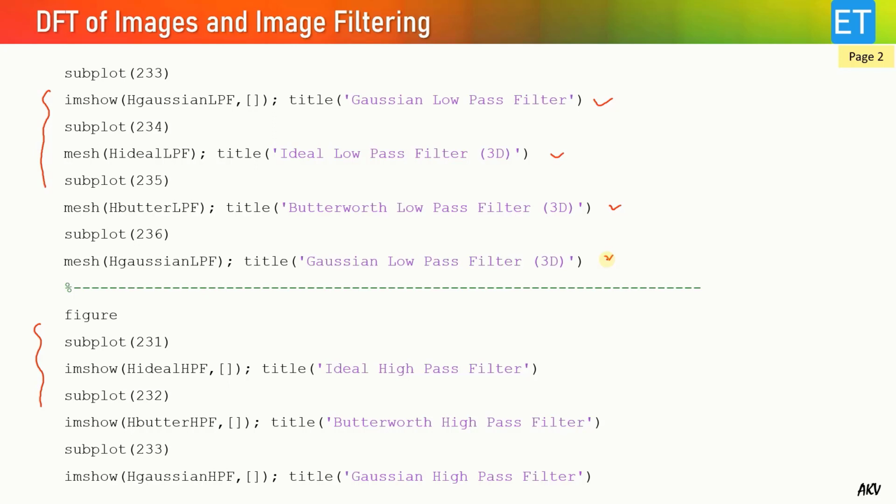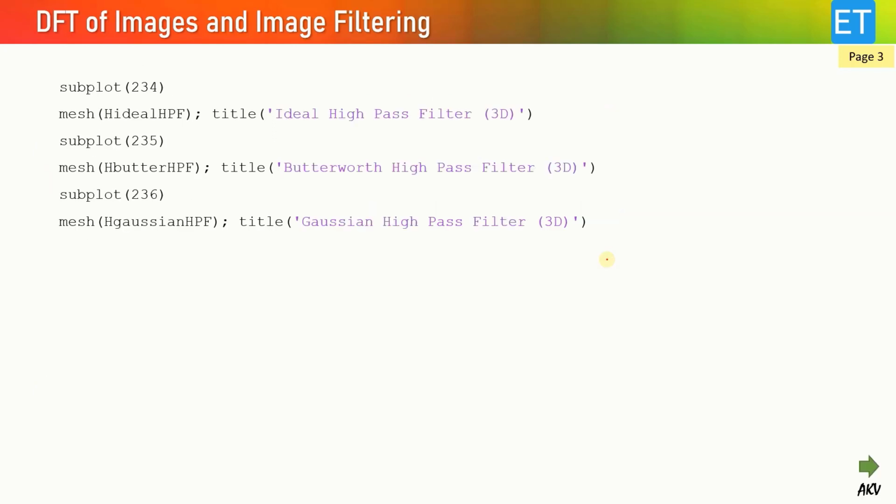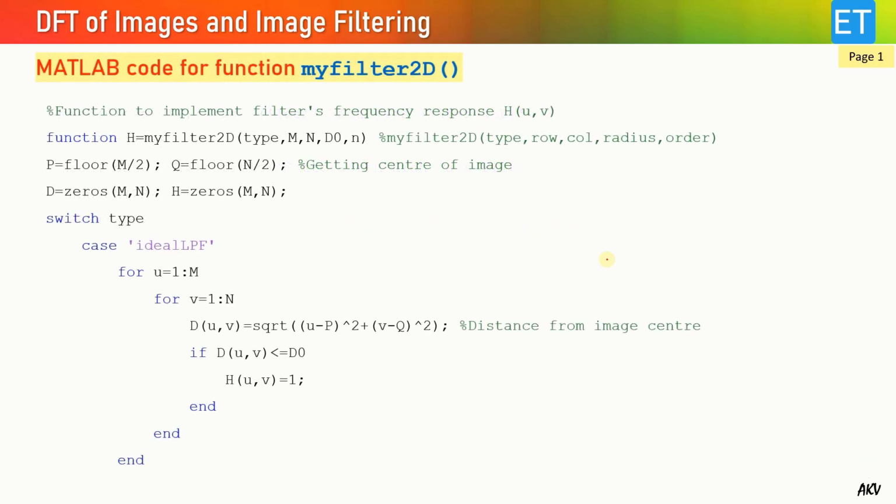So let me execute this program in Matlab, and let us see what type of filter response I will achieve. Okay, now let me see what is inside this function myFilter2D. In the myFilter2D, I have given these attributes: the filter type, its size, the radius, and the order, which will be used only for Butterworth. So this is the syntax.